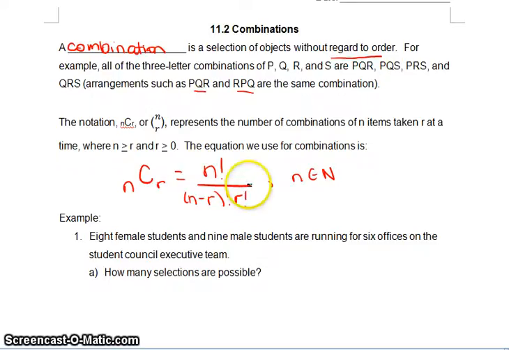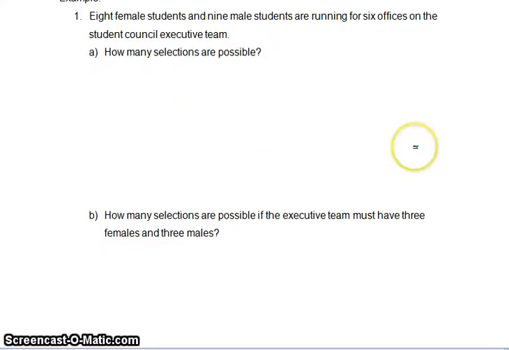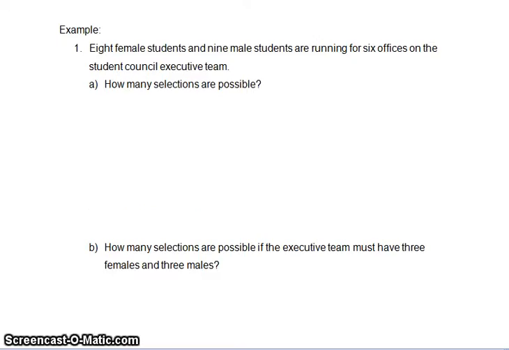So let's look at an example. In our first example, we have 8 female students and 9 male students running for 6 offices on the Student Council Executive Team. In part A, we are looking at how many selections are possible. Just to note, this is a combination question, not a permutation, because we're not looking at the specifics about whether a girl wins first or a male wins first. The order doesn't matter, so we're dealing with combinations.